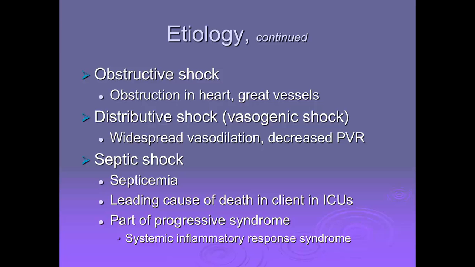Distributive shock is also called vasogenic shock, and it includes several different types of shock that result from widespread vasodilation and decreased peripheral vascular resistance. Septic shock is also known as septicemia. It is the leading cause of death in clients in the ICU setting. It's part of a progressive syndrome called systemic inflammatory response syndrome, also known as SIRS.